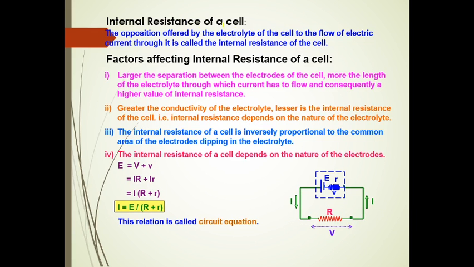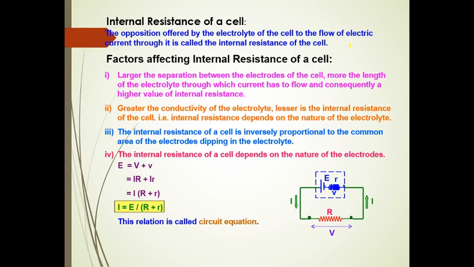Then internal resistance of the cell. What is the internal resistance of the cell? The internal resistance of the cell means resistance offered by the cell due to its electrode and electrolyte. The opposition offered by the electrode of the cell to the flow of the electric current through it is called the internal resistance of the cell.